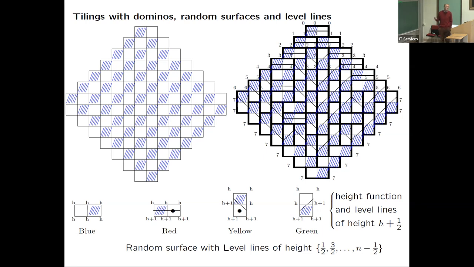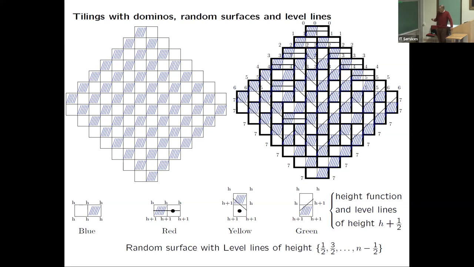So those level lines depart, say here at height 2.5, and they end up at height 2.5. Those level lines are equivalent to the paving; you could forget about the paving altogether. Now, there's another fact I want to associate with these level lines and this tiling. I want to associate a dot process, that is to say, eventually a determinantal point process.